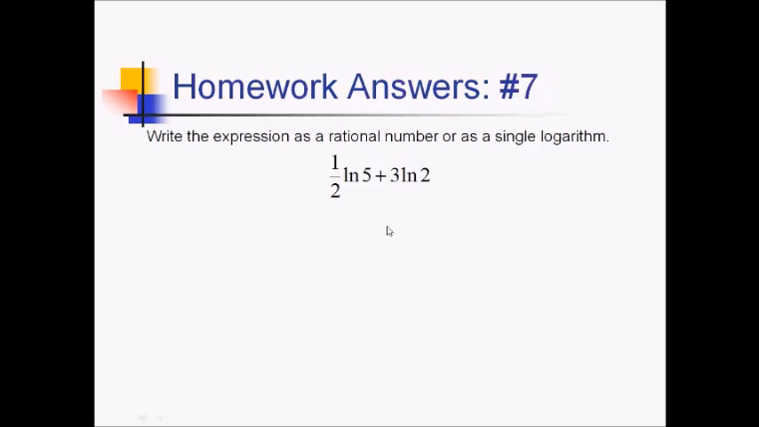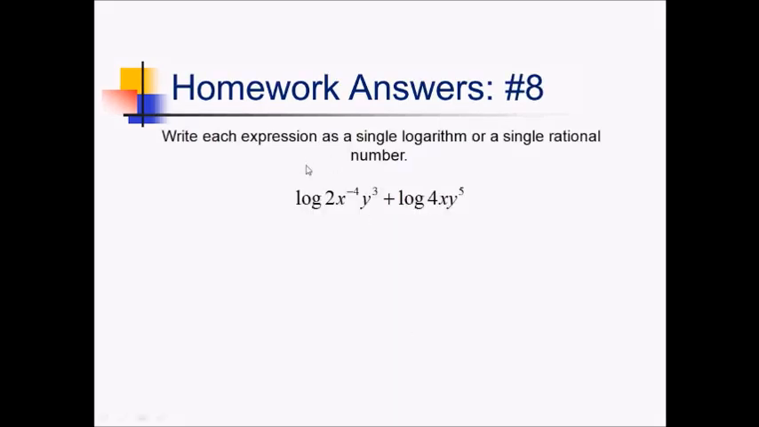For number 7, to turn this into a single log, we need to start with the pop-in rule. So this 1/2 will come inside on the 5, and then we'll have ln of 2 to the 3rd power. So we can rewrite this as the square root of 5 if we wanted, and this over here as 8. To add these logs, we have to multiply the stuff inside. So this will really be ln of radical 5 times 8, or ln of 8 radical 5.